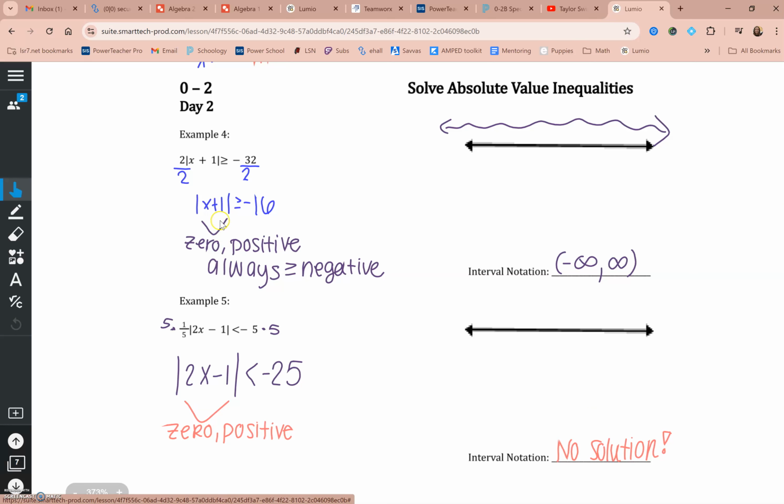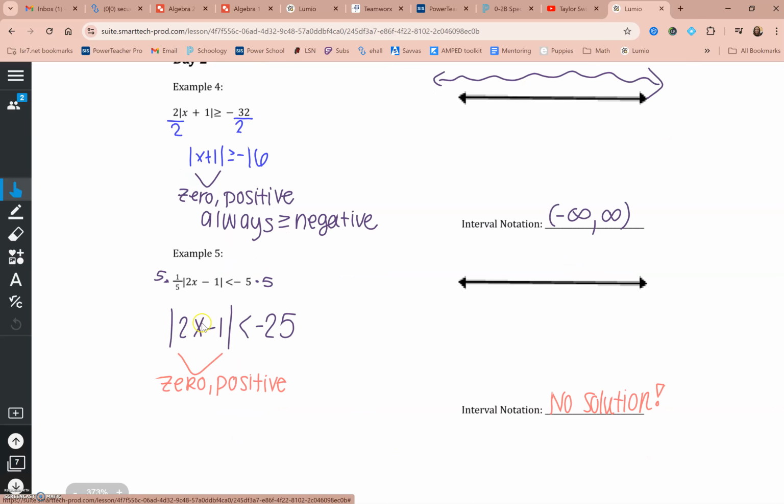So what this is saying is that when we take the absolute value, it's going to be one of two options. It's either going to be 0 or it's going to be positive. Well, no matter what it is, 0 or positive, that's always going to be bigger than negative 16. So any number would work. Down here, after we got the absolute value bars by themselves, when we take the absolute value, it's never, ever going to be less than negative 25, right? A positive or a 0 cannot be less than negative 25. So we have no solution. When we have no solution, we have to leave them blank.